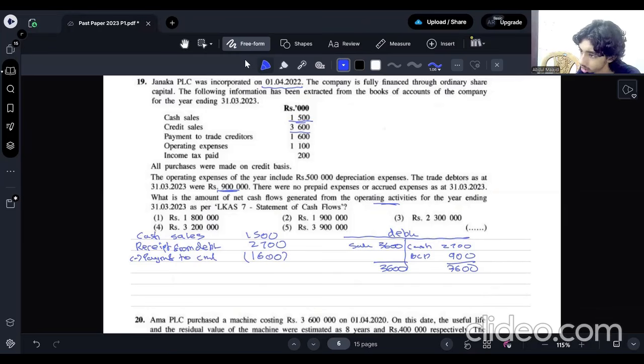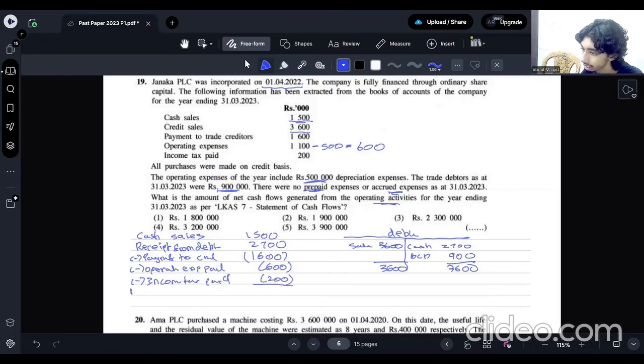Then operating expenses. Operating expense includes depreciation of 500. And they are saying there is no prepaid or accrued expense. Then if the operating expense is 1,100 and it includes depreciation of 500, then how much is the operating expense paid in cash? That is 600. So 600,000 is operating expense paid, minus 600. And then income tax paid is 200, minus 200.